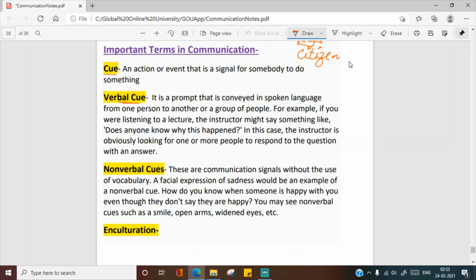Non-verbal cues are communication signals without the use of vocabulary. So that is non-verbal, without words. A facial expression of sadness would be an example of non-verbal cue that someone is unhappy. Also, if the teacher says, do you know how many states are there in India? If some student knows the answer, then they'll put their hands up. So, what is this? Non-verbal cue.